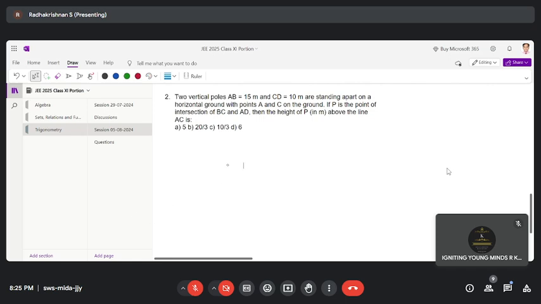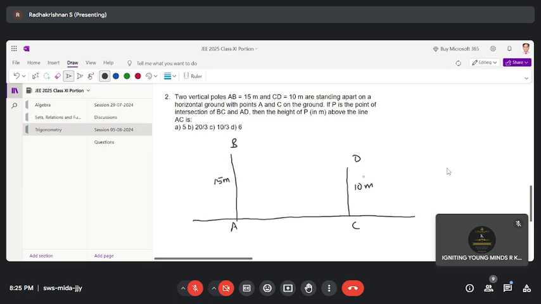Okay, there are two poles in Rangana, A, B. The ground, CD. Let us say this is AB and this is CD. AB is 15 meters and CD is 10 meters. There are two poles. A and C are on the ground, correct.